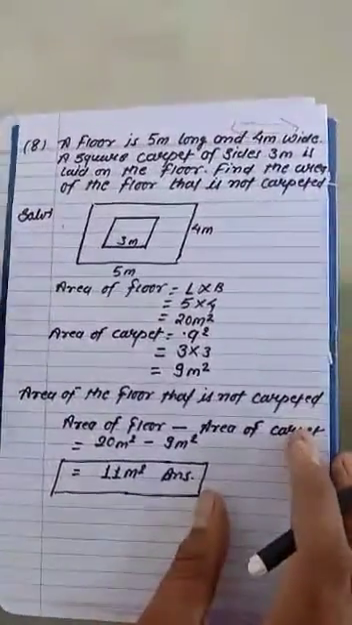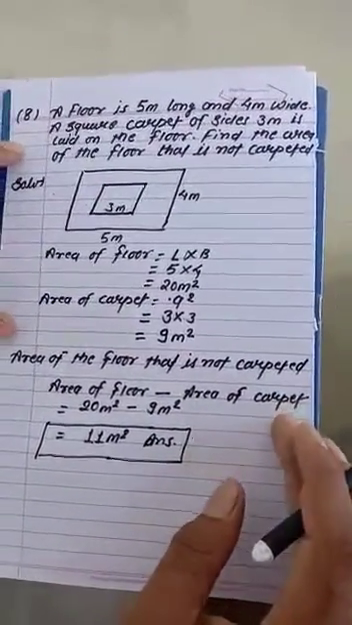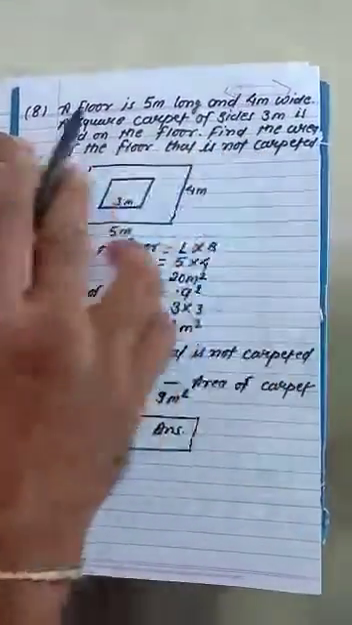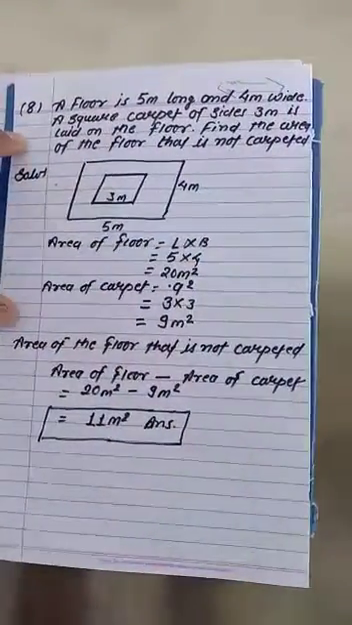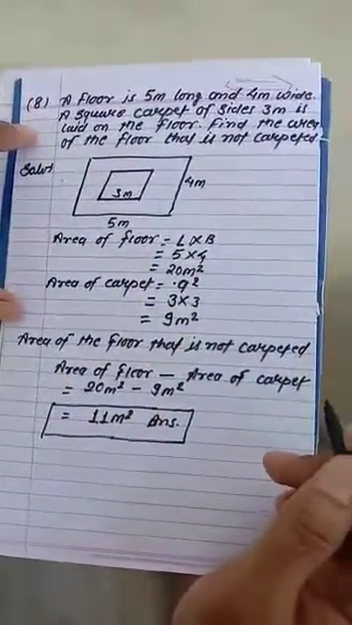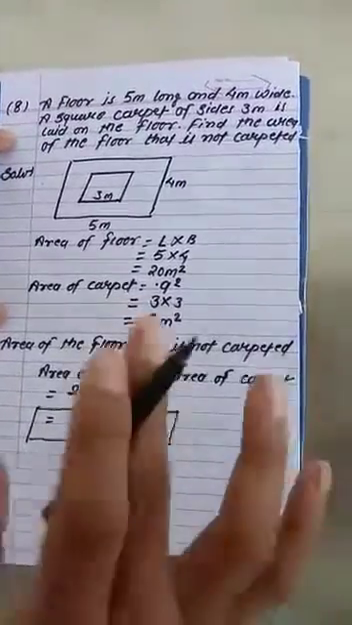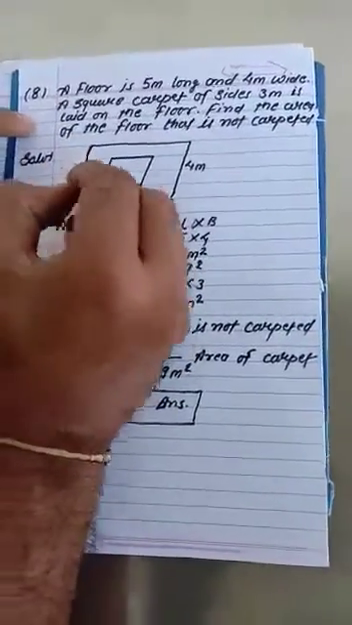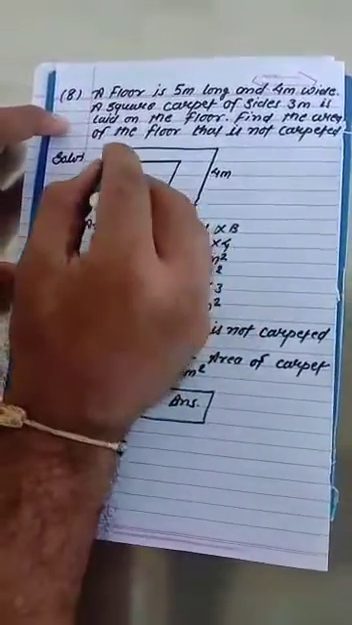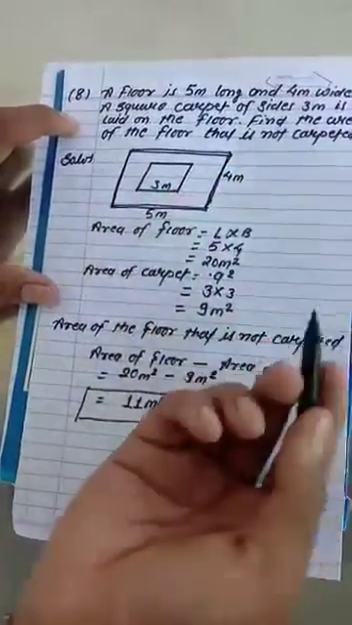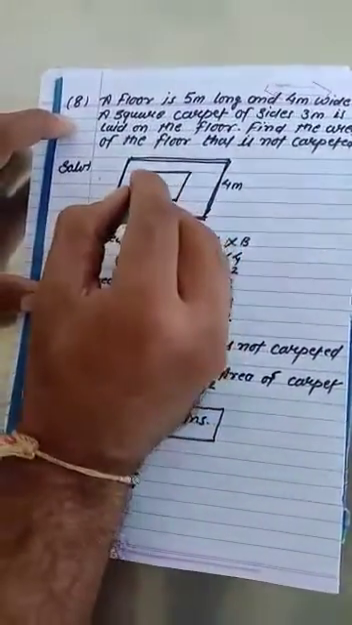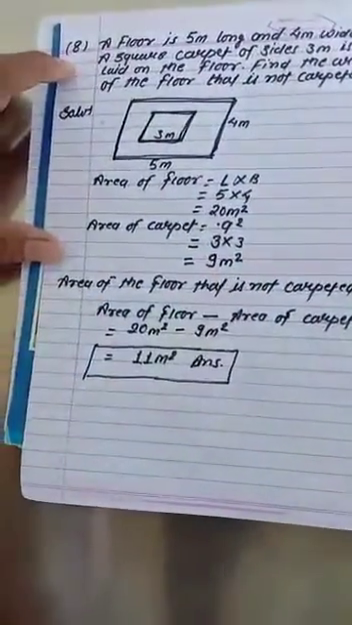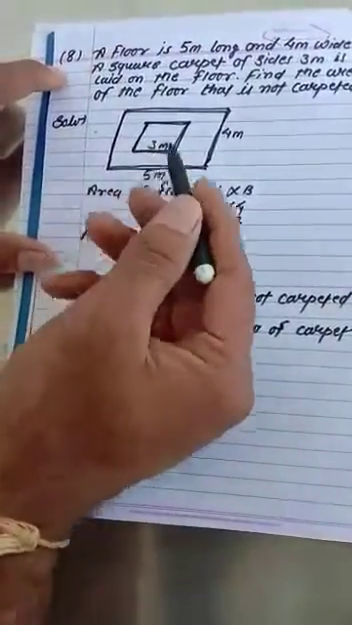Now come to the next question, that is question number 8. A floor is 5 meter long and 4 meter wide. A square carpet of side 3 meter is laid on the floor. Find the area of the floor that is not carpeted. That means two things are given: suppose this is a floor in the form of a rectangle, and a square carpet is kept on the floor. We have the dimensions of the floor and the carpet.